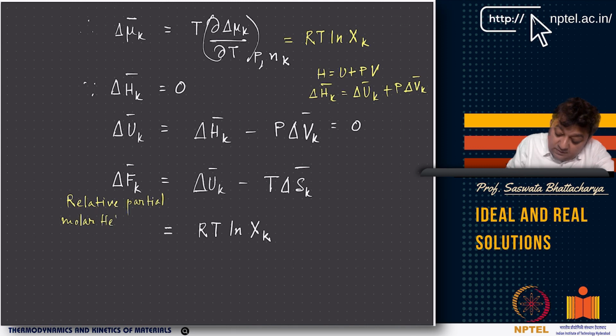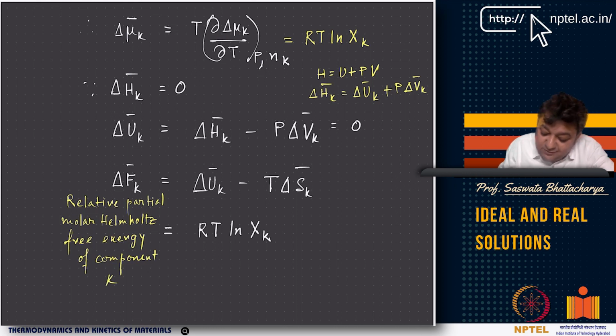Helmholtz free energy of component K due to mixing, which is delta UK bar, which is 0, minus T delta SK bar, and then delta SK bar is minus R ln xk. So minus R ln xk into minus T becomes RT ln xk, which is the same as delta GK bar, or delta mu K.